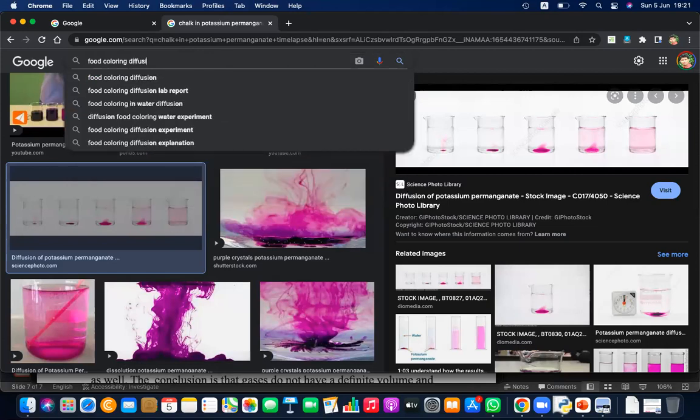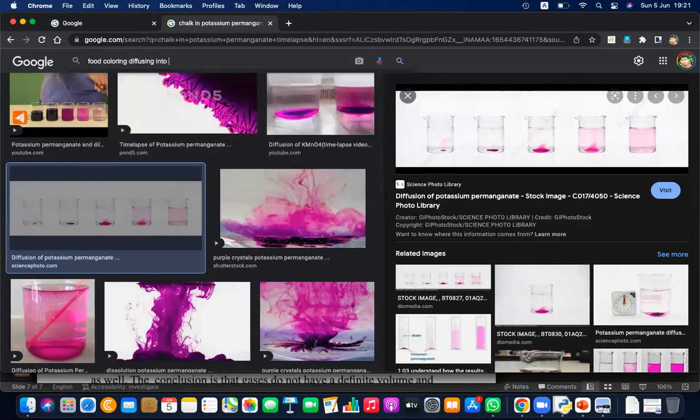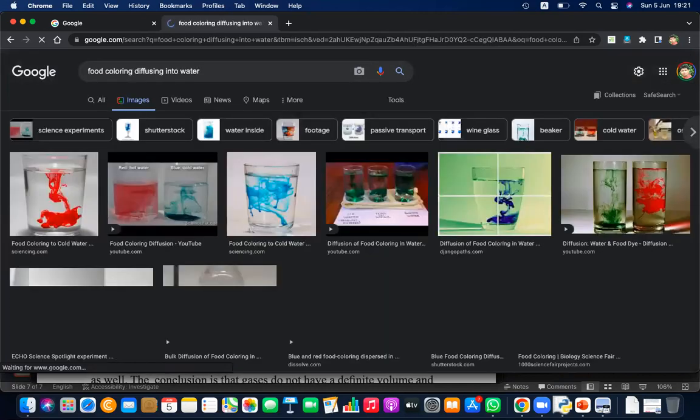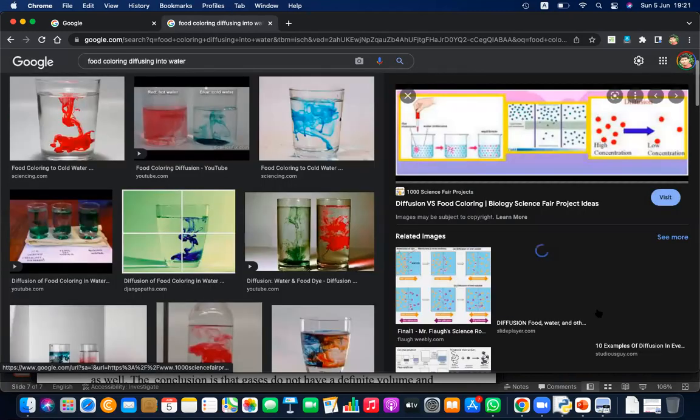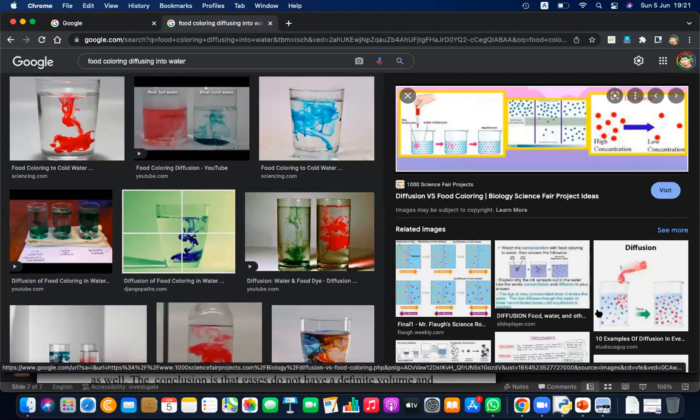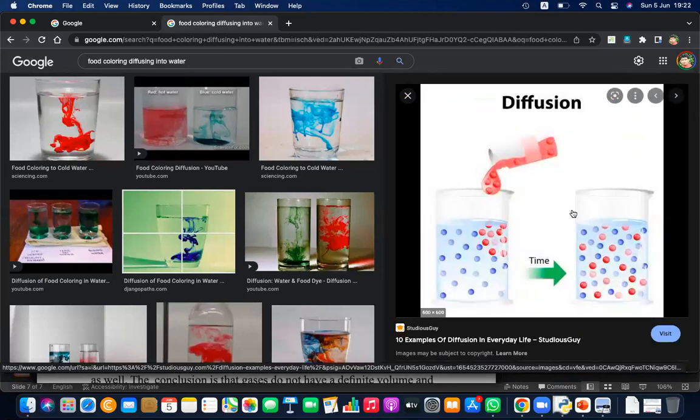Food coloring diffusing into water. You can do that as a time lapse, or even as a video, because it is diffusing so fast. The reason is, when you put this into the water, there is space, so it will move in between the space, and therefore you can see the water glass in a different color.